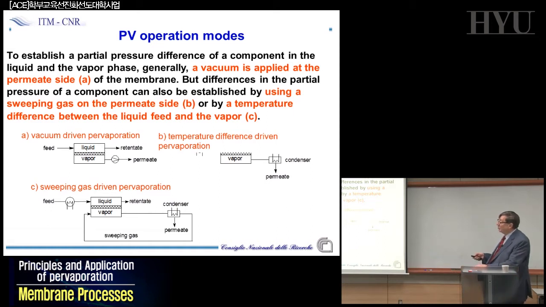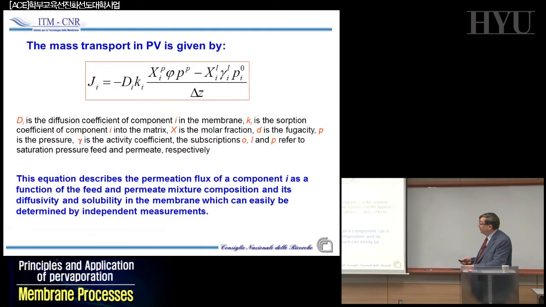You can have a vacuum-driven pervaporation, where downstream of your membranes a vacuum pump creates the vacuum. You can create the driving force through a delta T in the system, and you will have to condense on the vapor side. Or you can have a sweeping-gas-driven pervaporation, using nitrogen or CO2 depending on what you are looking for, which continuously removes the vapor crossing your membranes, and you can condense it on the permeate side. So these are the different modes.